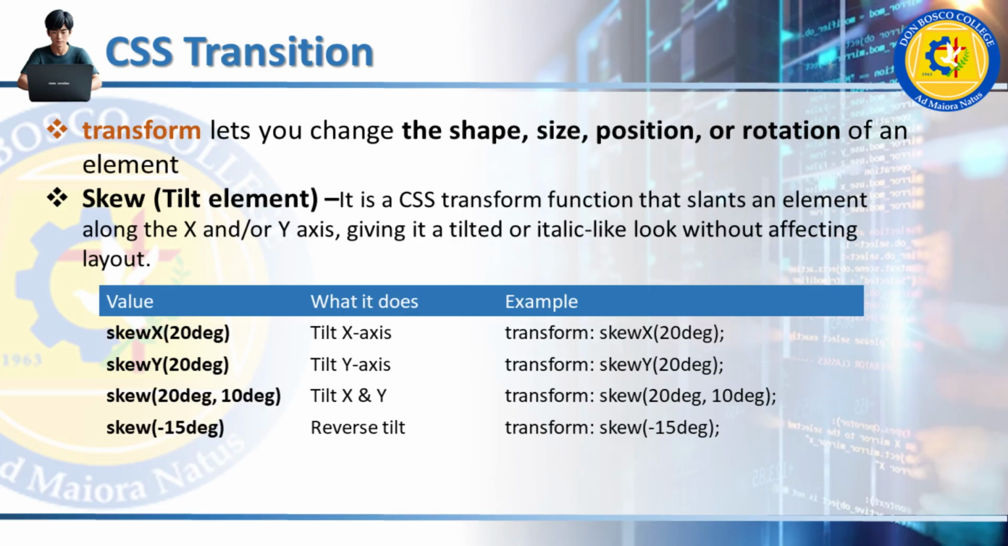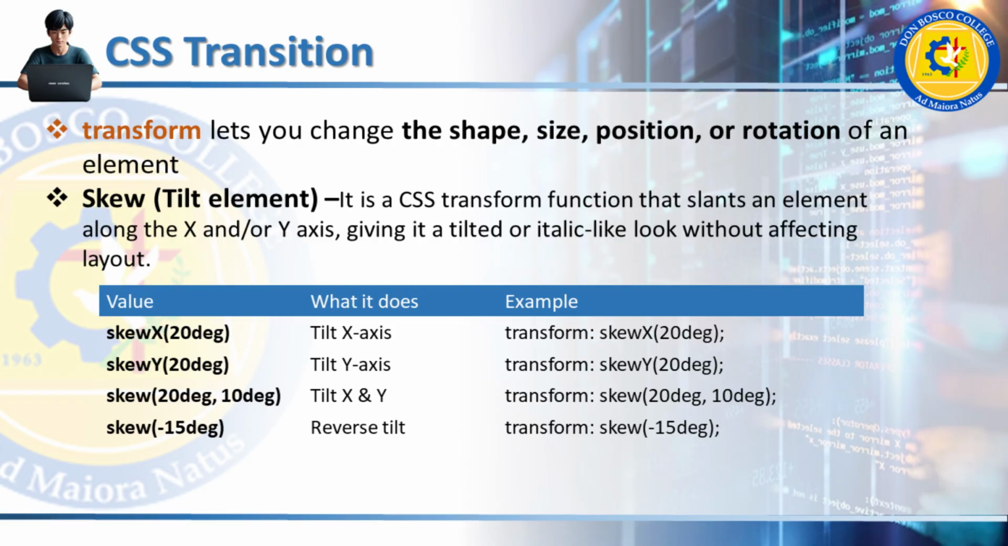The next value of transform is skew. The skew function is a CSS transform that slants an element along the X and/or Y axis, giving it a tilted or italic-like appearance without affecting the layout. Here are some example values and their effects.